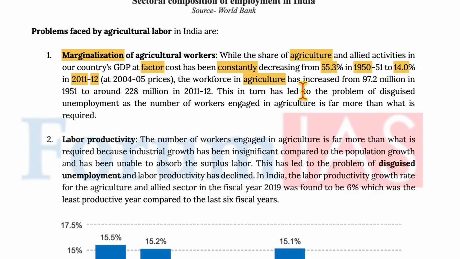The workforce in agriculture has increased from 97.2 million in 1951 to around 228 million in 2011-12. This in turn has led to the problem of disguised unemployment, as the number of workers engaged in agriculture is far more than what is required.